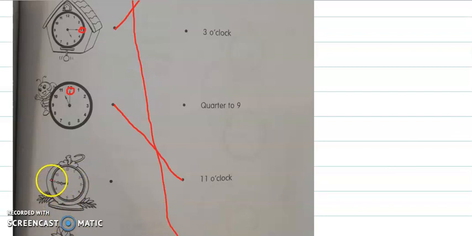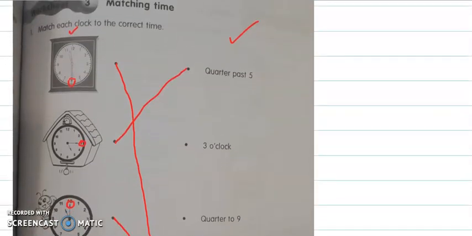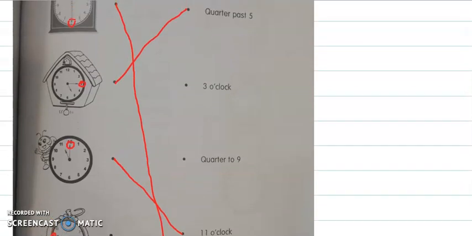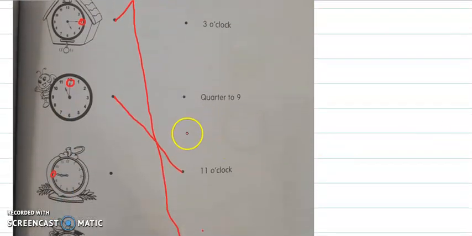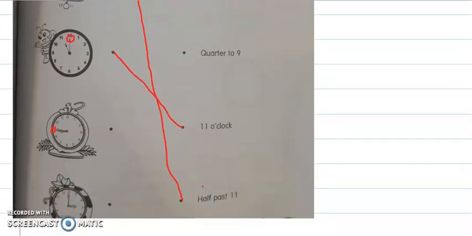And the next one, in this diagram you can see the minute hand is at 9, so it means it is quarter to, and the hour hand is going to near to 9, so I will say quarter to 9. So where is quarter to 9? We don't have any quarter to 9, so let me see here. This is quarter to 9. Yes, this one is quarter to 9, so I will match this one with quarter to 9.